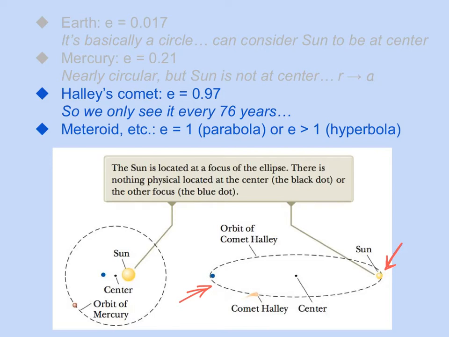Meteoroids and other bodies follow other paths. They can be parabolic, they can be hyperbolic, where they never actually return back to the same spot.